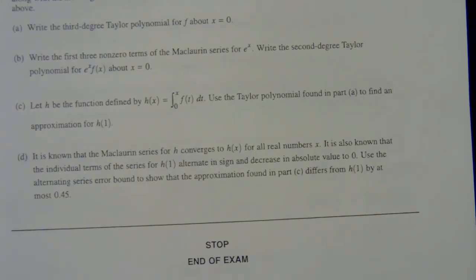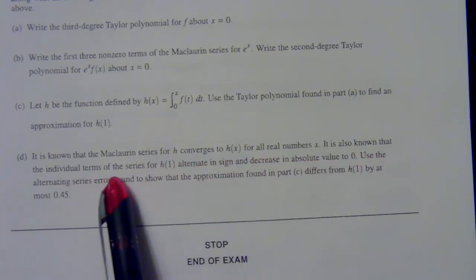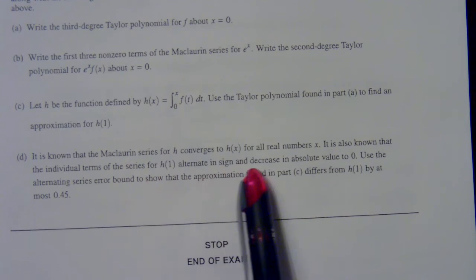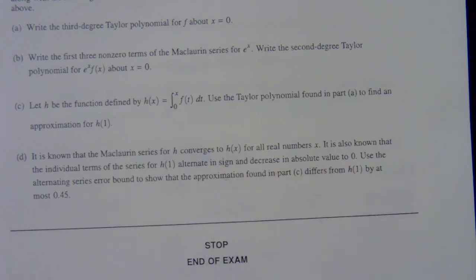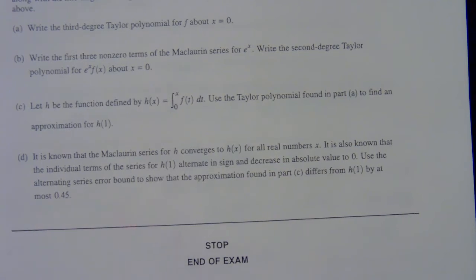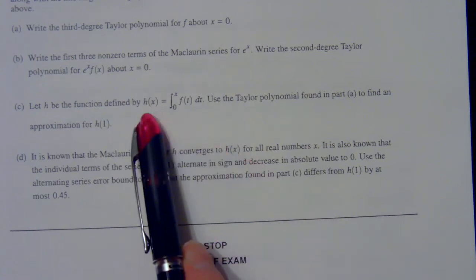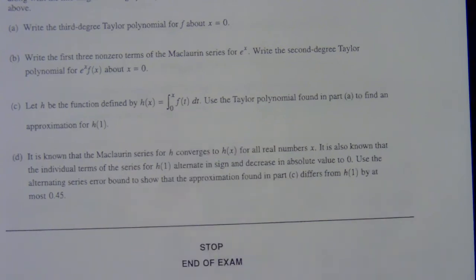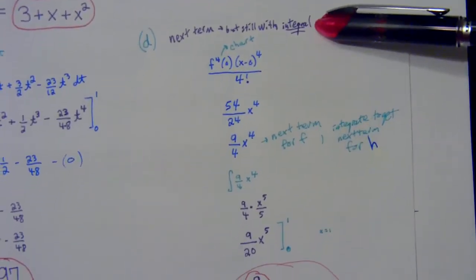All right, now letter D, last part. One little tricky part of this thing here. We got this giant paragraph, but it says we got a Maclaurin series. It says individual terms alternate in sign, decrease in absolute value to 0. That's music to my ears because that means we're just setting this up to use this alternating series error bound, where you just do that next term. That's all you're going to do, is do the next term. But it's the next term on H, and H is the integral of F, okay? So we're gonna do the next term like we've been doing, but you gotta do it with the integral still.